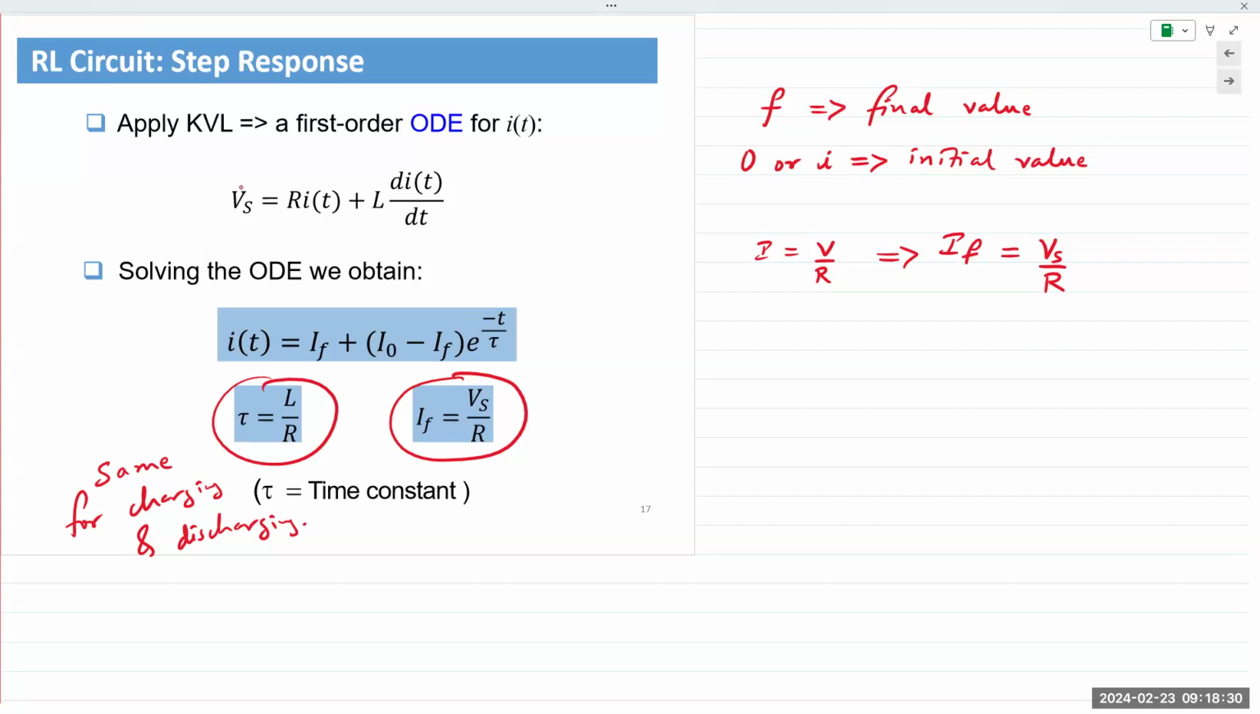Taking that one step further, all of the analysis we do in class is theoretical, meaning the components are ideal. So the inductors, the resistors, the capacitors, they're all ideal. And so the resistance for an inductor in the theoretical class is always 0.